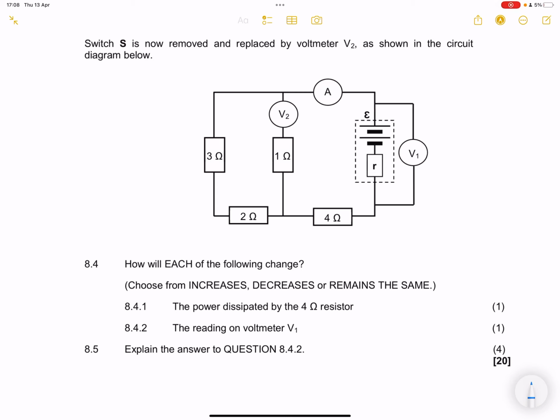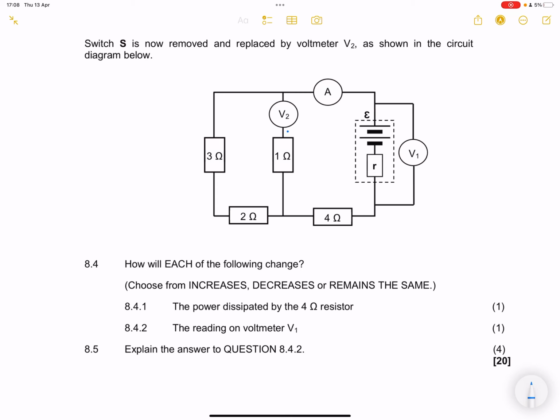They say switch S is now removed and replaced by voltmeter V2 as shown in the circuit diagram below. Now they say, how will each of the following change? Ladies and gents, when they ask you these types of questions, the first thing you ought to always remember is that once they change something about the circuit, the first thing you look at is how that affects the external resistance. That will actually affect everything else. So remember that switch S is now removed and replaced with that voltmeter.